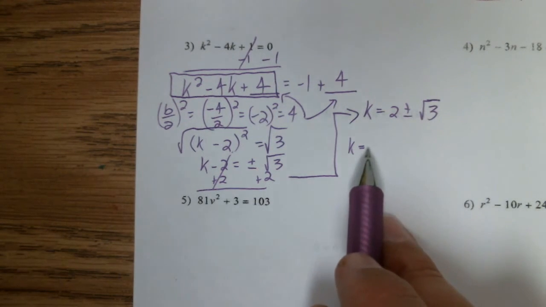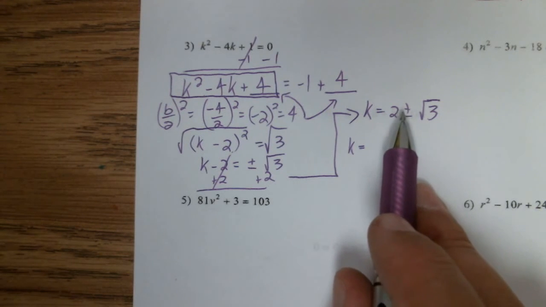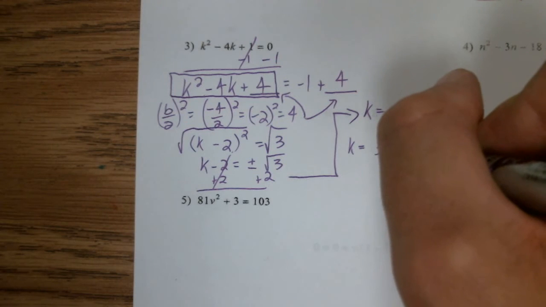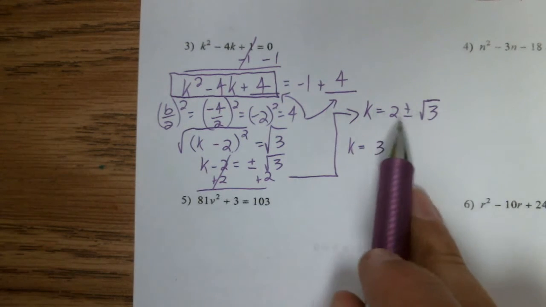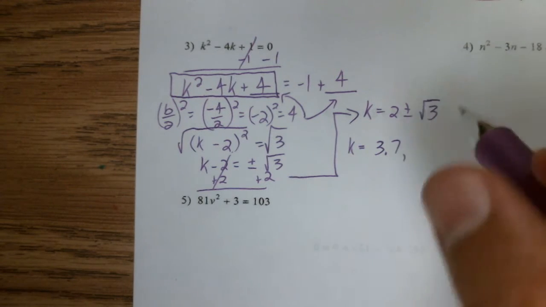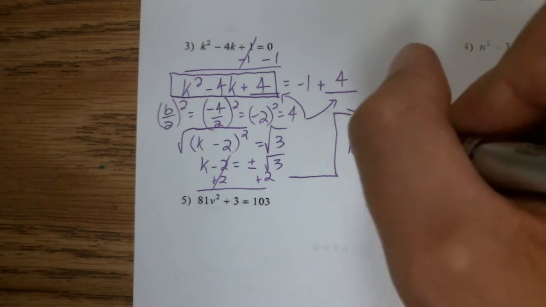So on my calculator, I would have to type in 2 plus the square root of 3, and that gives me some number. That comes out to be 3.7. And then I have to do the negative version. I have to do 2 minus the square root of 3, punch that into my calculator, and that gives me 0.7.